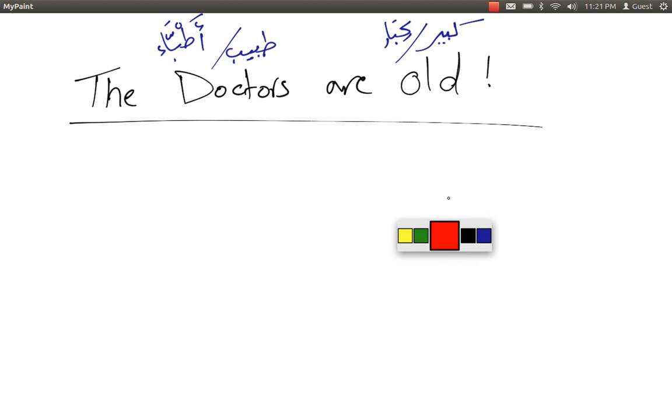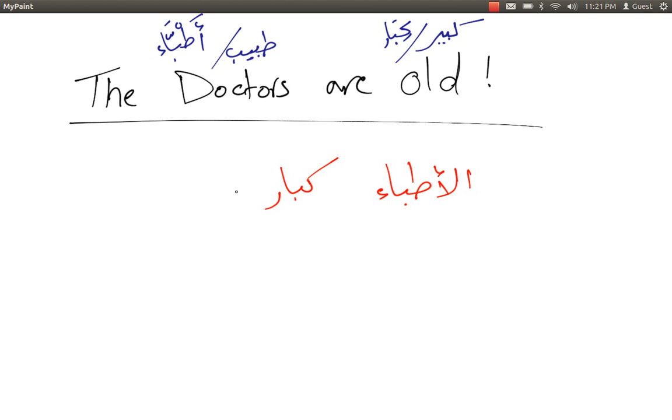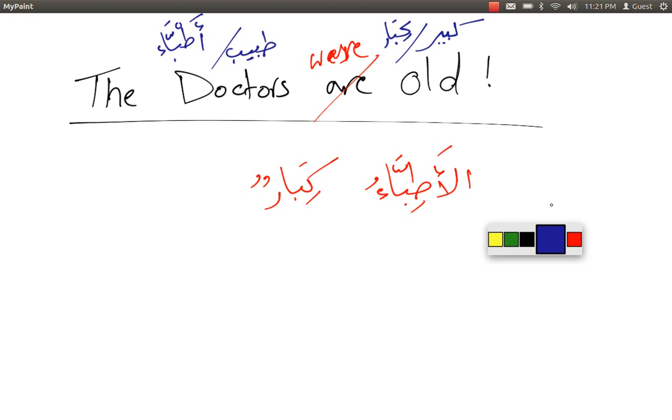Now, how do we say the doctors are old? It would be al-atibba'u kibarun. الأطباء كبار. How do we put this in the past tense, that we were? Okay, in Arabic, all you have to do, you add kana to it in the front.